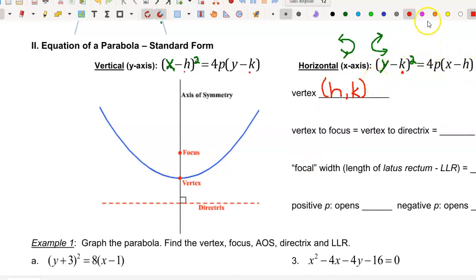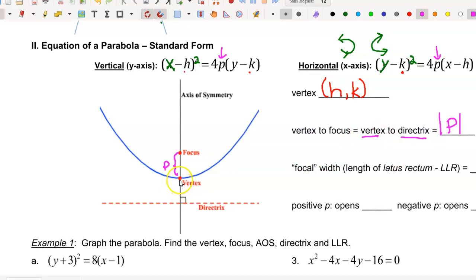All right. Now, we have this new value called the P value, right? And we don't have an A value, the thing that we used to show how wide or skinny it's going to be. We use this P value instead because it's the distance, as it says here, vertex to the focus, from here to here. That's the value of P. Okay. And since it's a distance, technically it's absolute value. Can't be negative, right? And it also says from the vertex to the directrix.